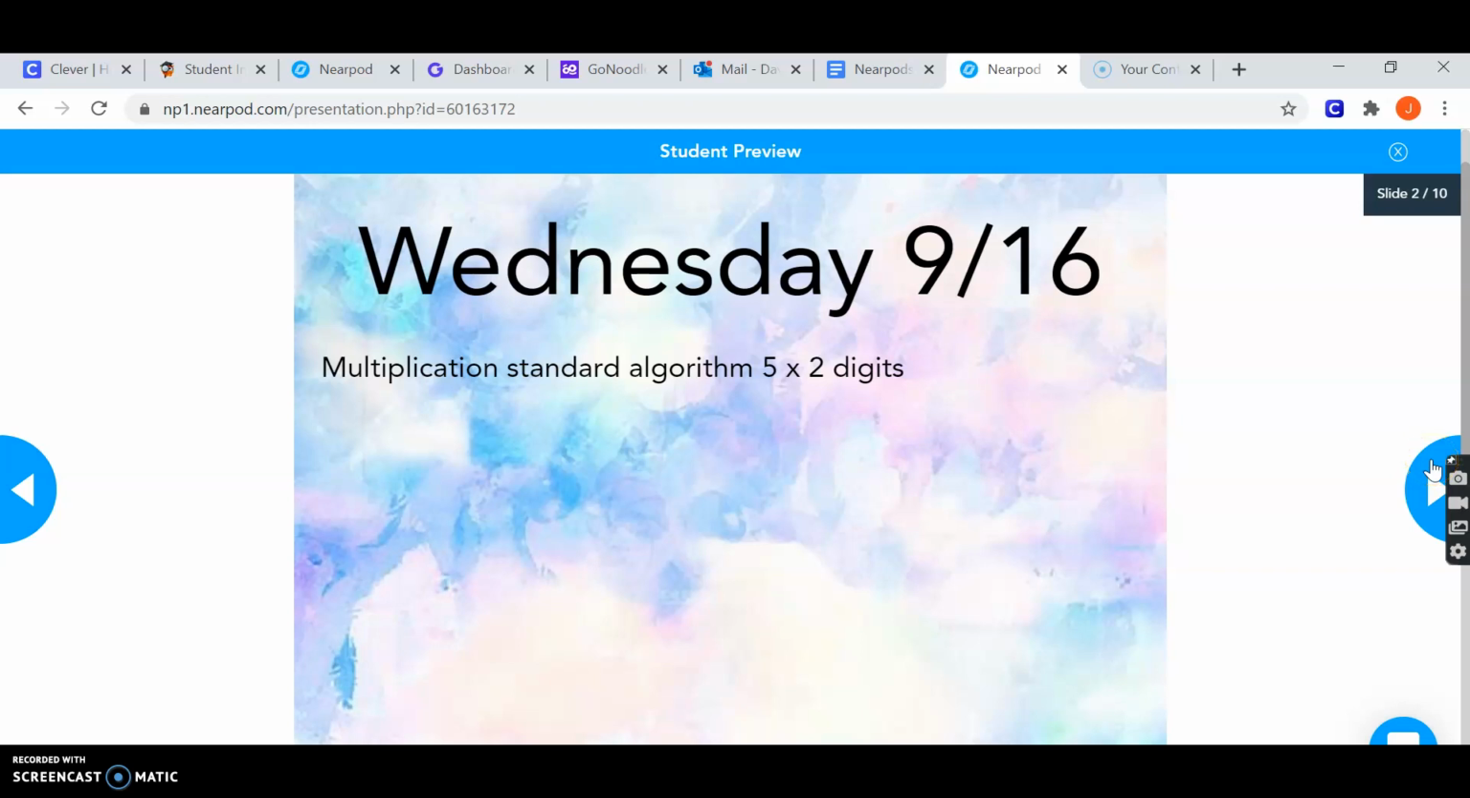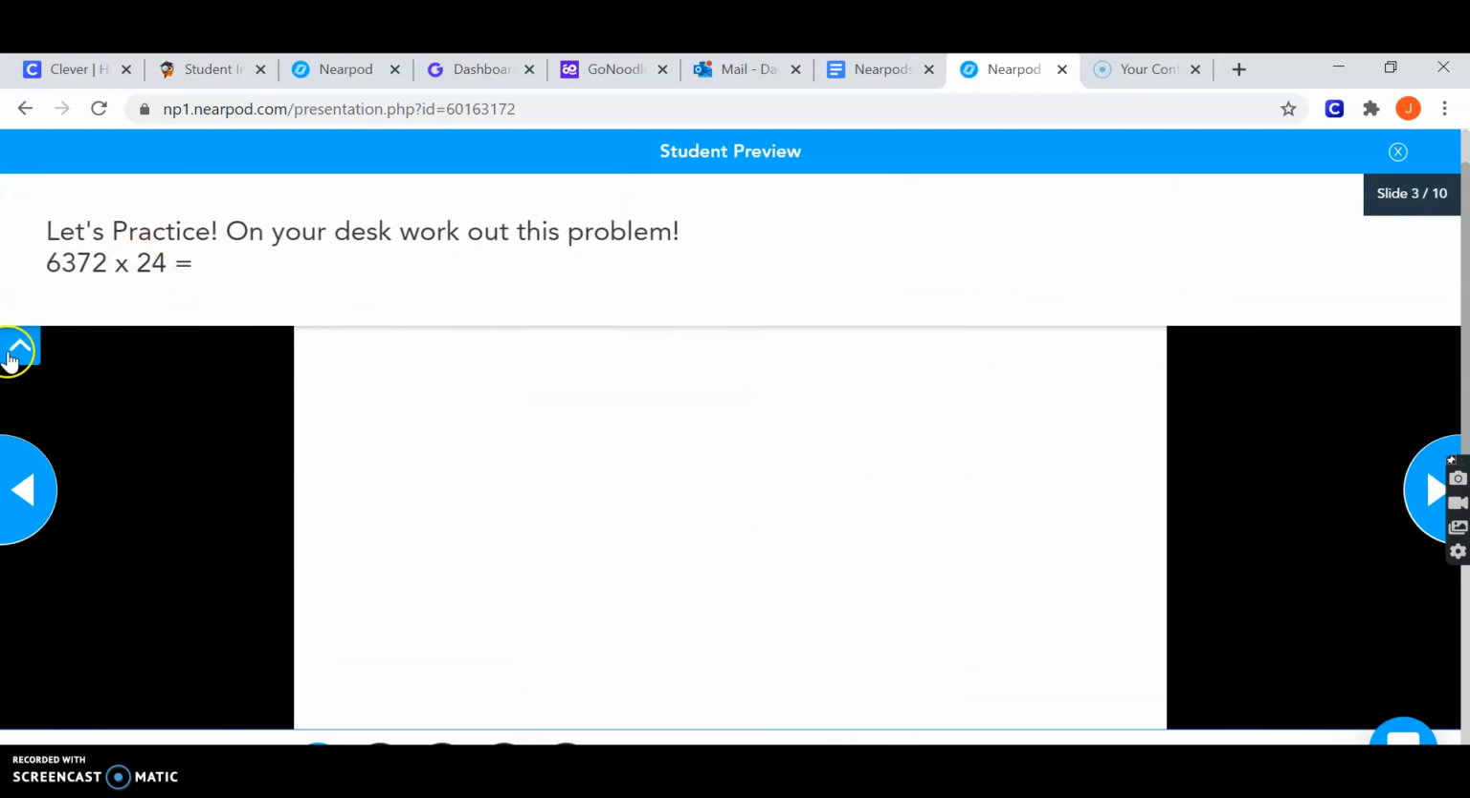Today we are going to be continuing practicing multiplication with standard algorithm, 5 digits by 2 digits. So I'm going to do this one on the video, and I want you guys to go ahead and practice this either on your desk or in your journal, okay?